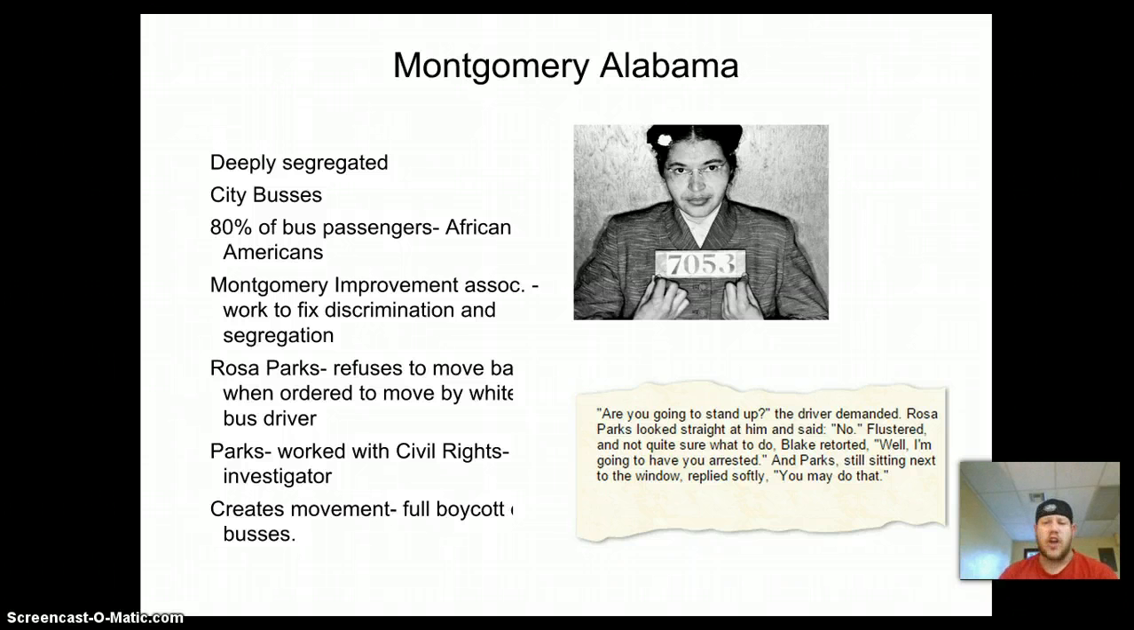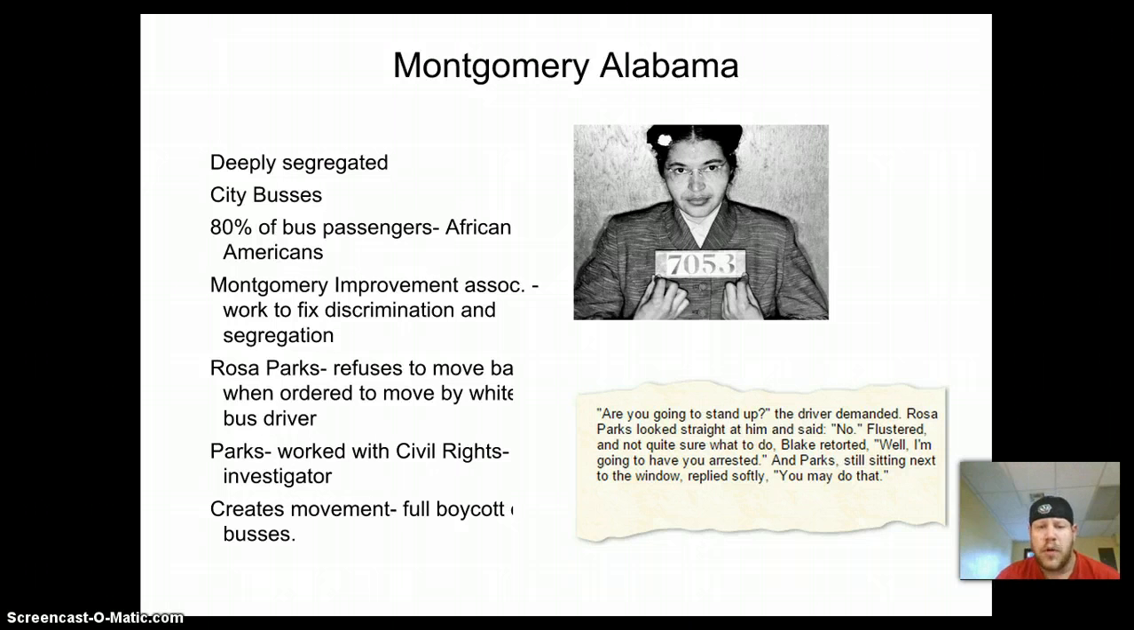I mean, and she was a garment worker. She was tired after a very long day. She was on the back of this bus, and the bus driver had a little quote here. Are you going to stand up? She sat in the front as a white person came on the bus, and she said no. The bus driver said she's going to have to be arrested. She says you may do that, and she refused to move to the back of the bus. And obviously she did this, and it was kind of a planned idea. I mean, originally, the Montgomery Improvement Association wanted to have a younger girl do it, but Rosa Parks was chosen to be a better option to kind of start leading this whole deal.